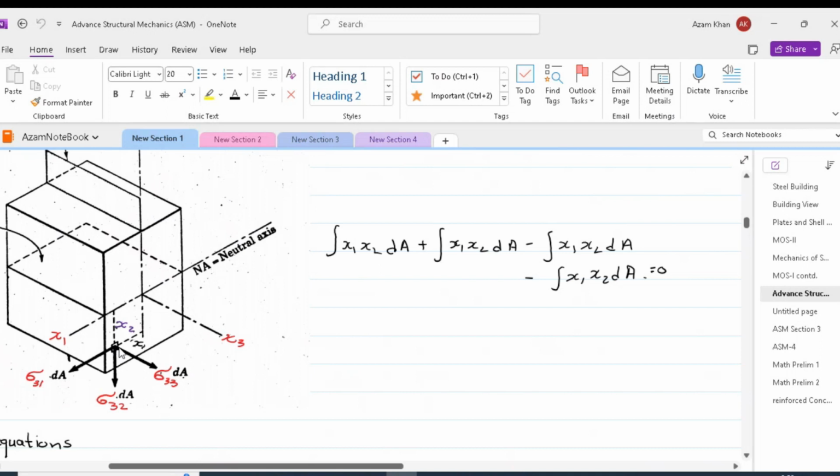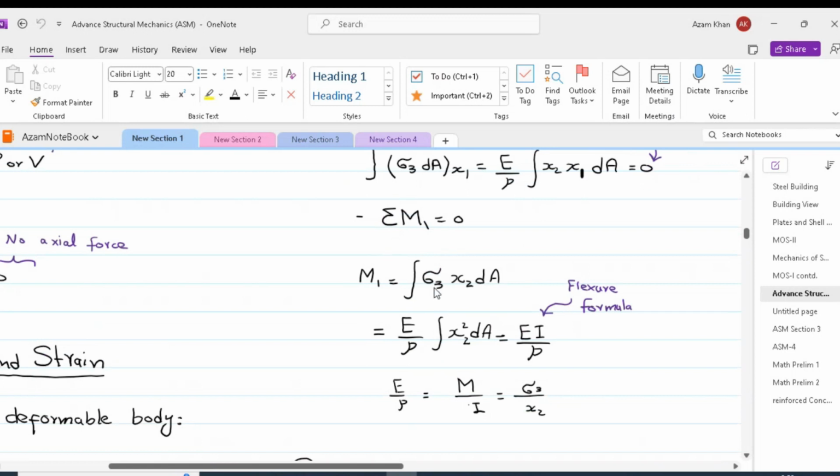That meant that if we consider a small element at a distance x2 from the neutral surface and we take the stress on that element as sigma 33, we can work out the moment m1 equal to sigma 33 times dA times x2, and then integrating that for the whole cross section and plugging in the values of sigma 33, we got m1 equal to EI by rho, or E by rho is equal to M over I is equal to sigma 33 by x2.